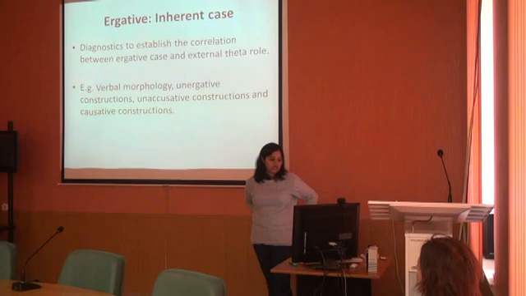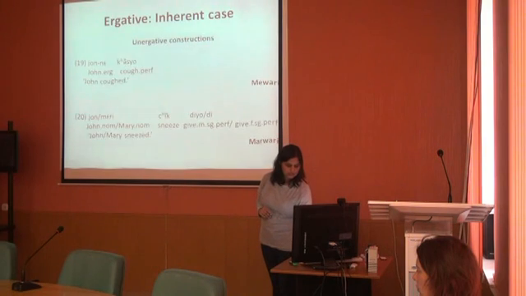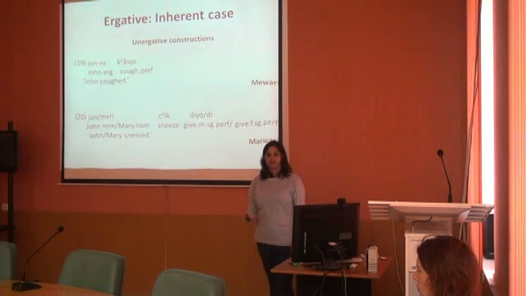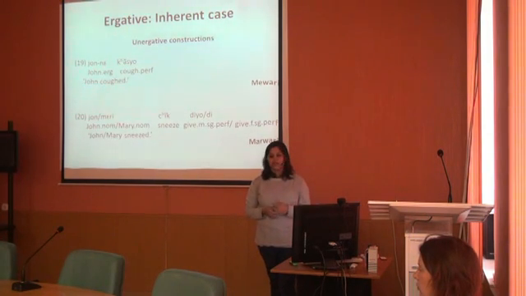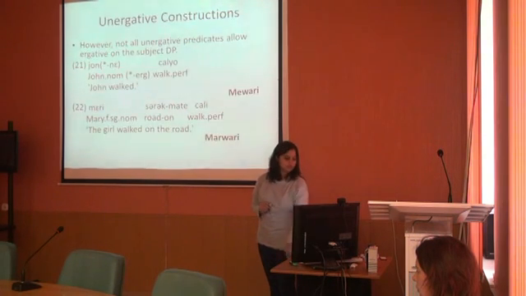I'll use diagnostics like verbal morphology, unergative constructions, unaccusative constructions, and causatives. Unergative constructions have the only argument, which appears with an external theta role. So in Mewari, John Mercasio, we can see that the subject of the unergative appears with an ergative case. There is a correlation here. In Marwari, John cheat dio and Mary cheat di, the subject triggers verbal agreement. So we're not sure if in case of Marwari, ergative is associated with external theta role.